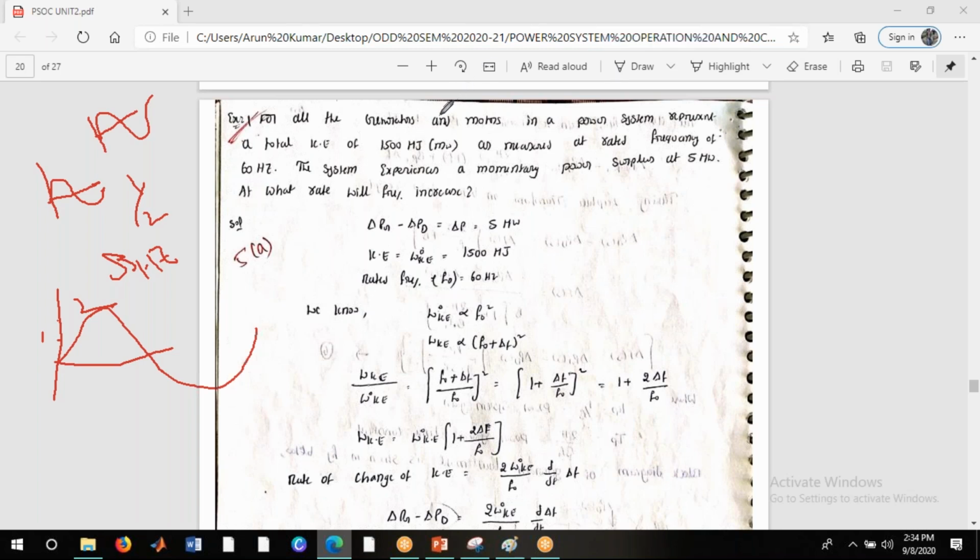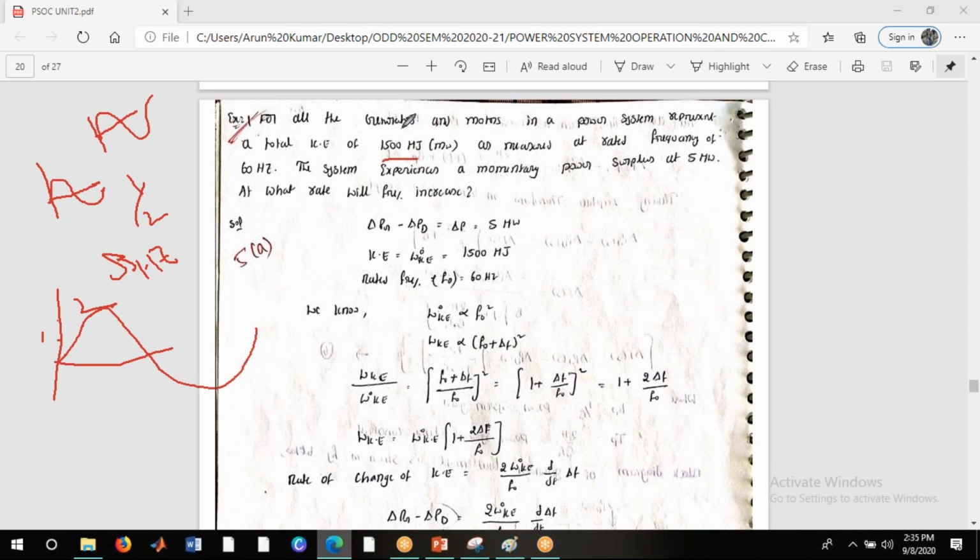See here, for all the generators and motors in a real power system represent a total kinetic energy of 1500 megajoules as measured at rated frequency of 60 Hz. The system experiences a momentary power supply at 5 megawatt. At what rate will frequency increase?